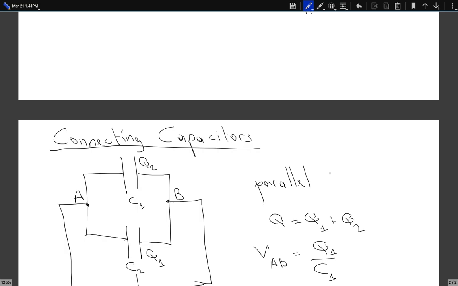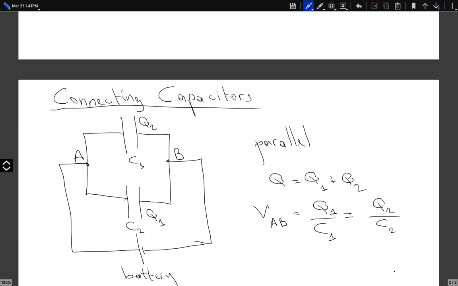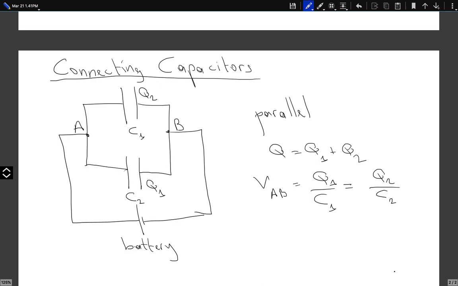But you can also calculate the same potential difference across this capacitor, which will be just Q2 over C2. So this is how the charges will be distributed. If you have a total charge Q, it will be distributed among these 2 capacitors as Q1 and Q2, and Q1 and Q2 are given by these relationships.